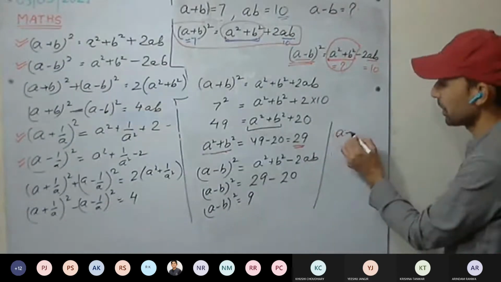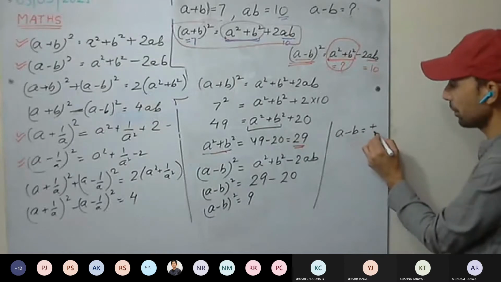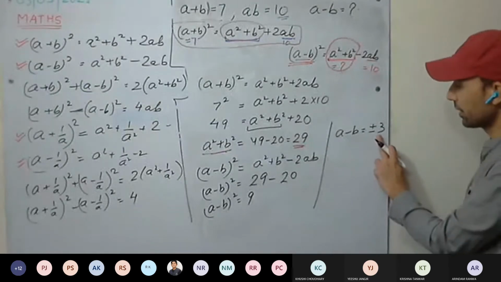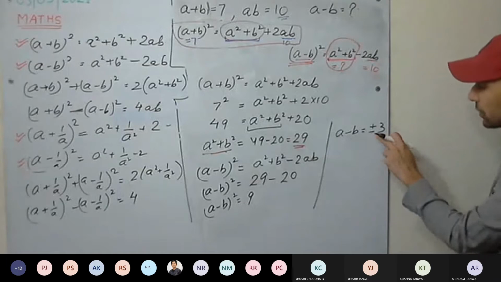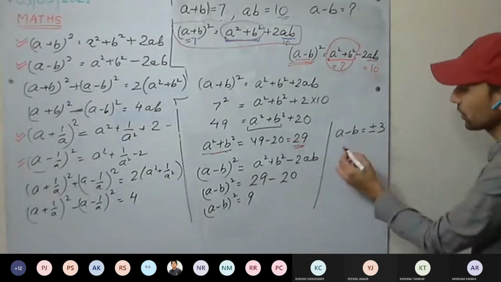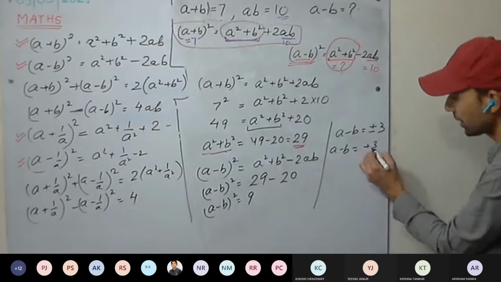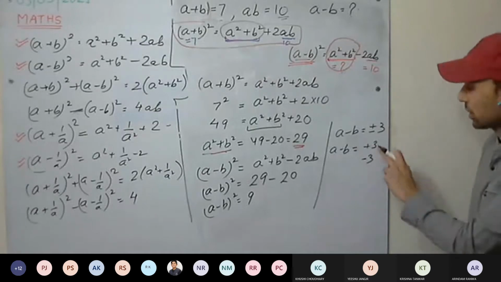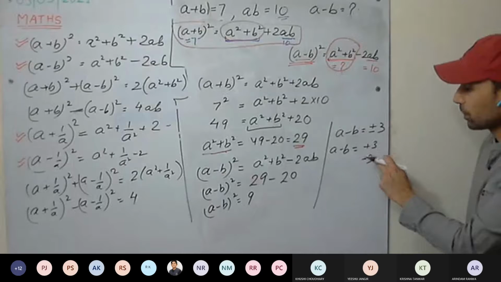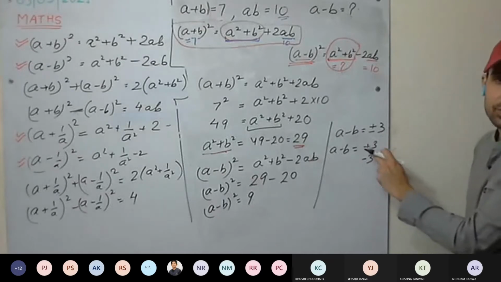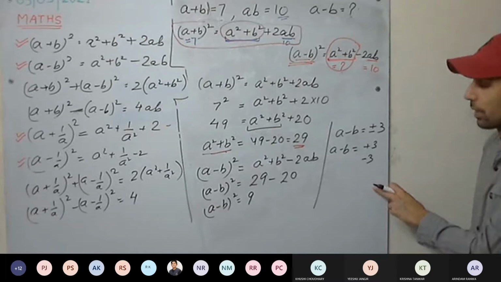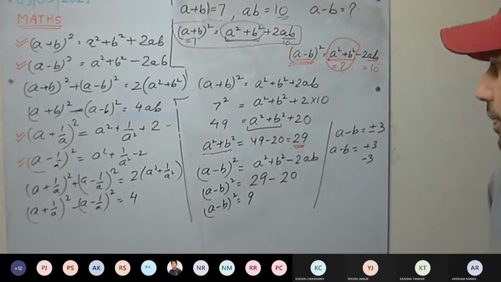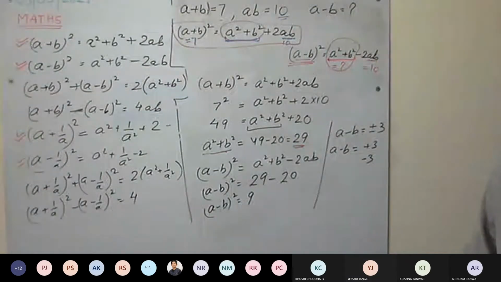Take the root. A minus B will be plus minus 3. Root of 9 is plus minus 3. Understood? Why have I used plus minus 3? Because the A minus B value can be plus 3, and it can be minus 3 as well. The square of minus 3 is 9, the square of plus 3 is 9. So for A minus B, these two values satisfy. Anyone have doubt? No, sir. Okay, this is the first method.